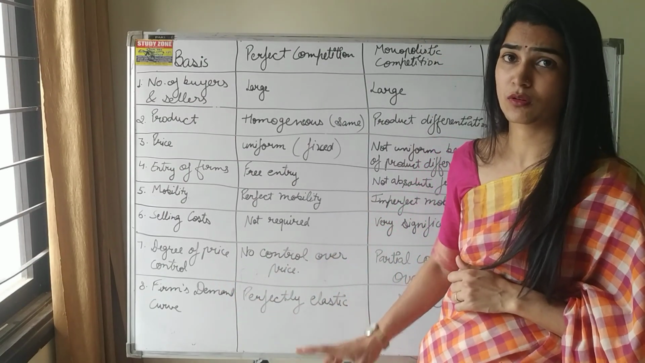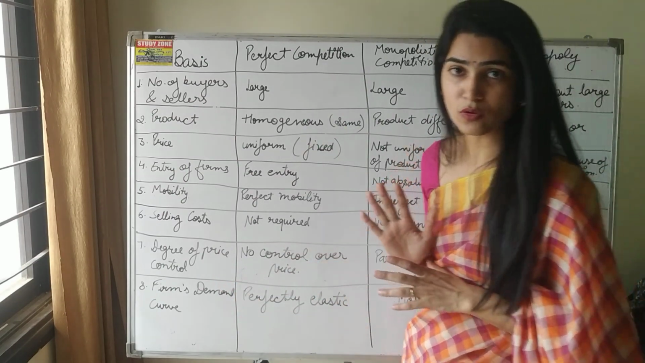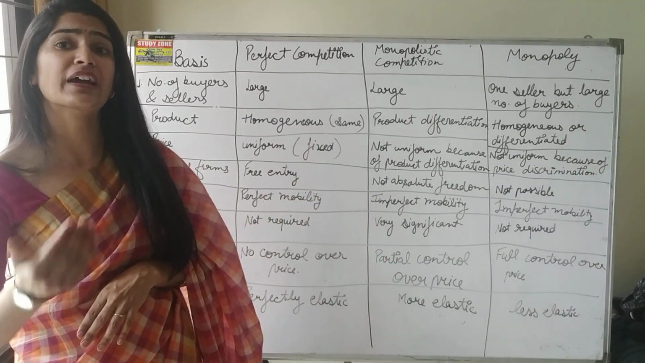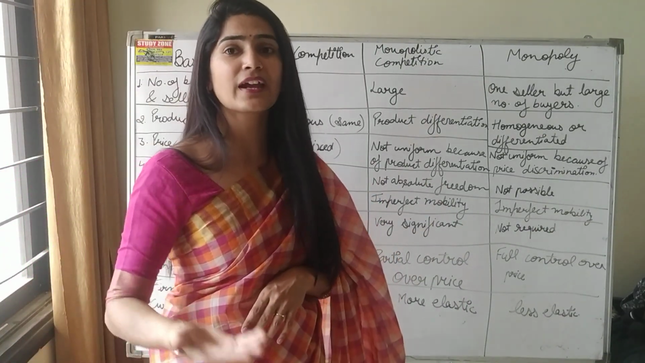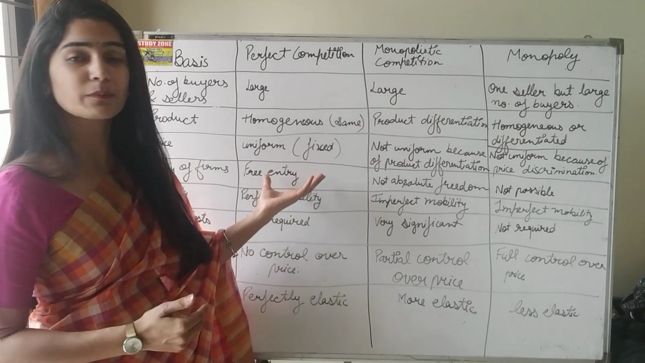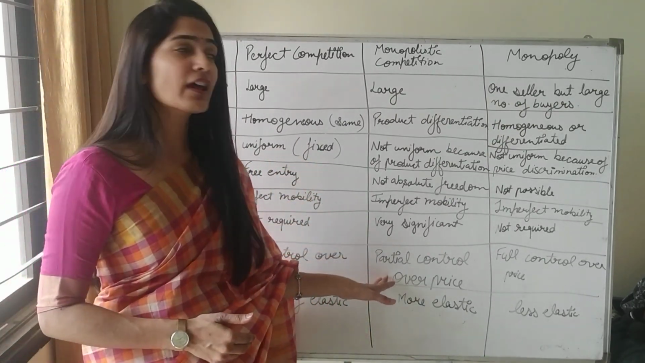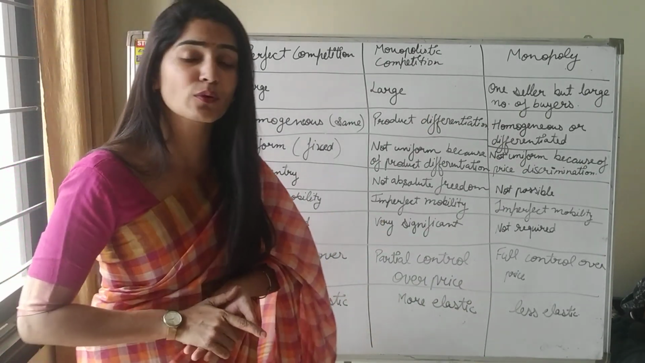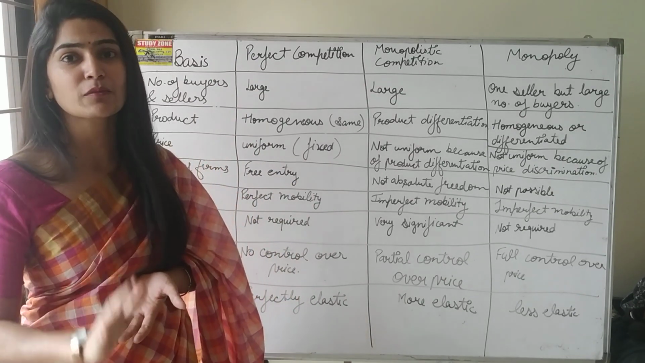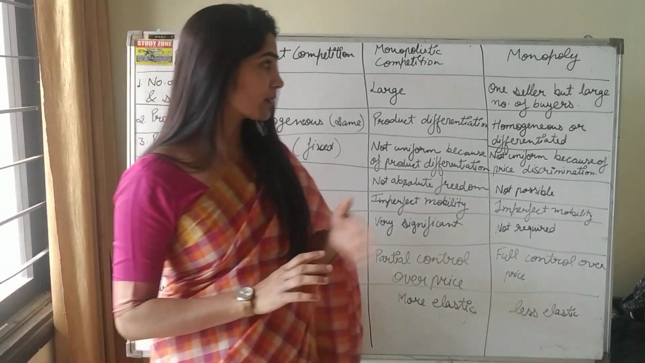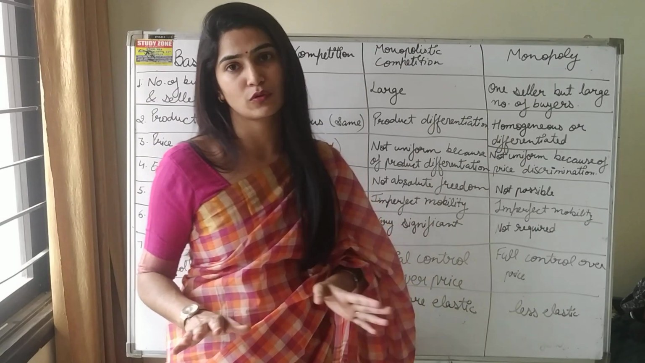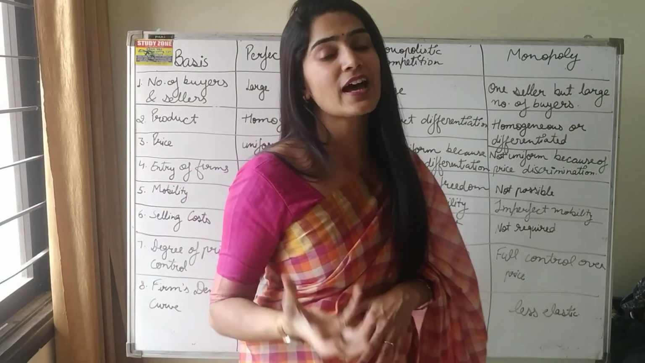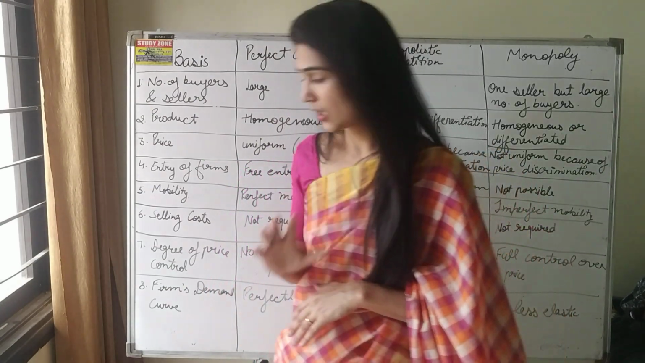Degree of price control. In perfect competition no control over the price, because the firm under perfect competition is price taker. The industry decides the price, and it is taken as it is by the perfect competition firm. In monopolistic competition the firms are having partial control over the price. Little bit changes they can make in the prices of the product. And in monopoly full control over the price. Monopoly के अंदर there is only single seller, so he has full control over the price of his commodity.